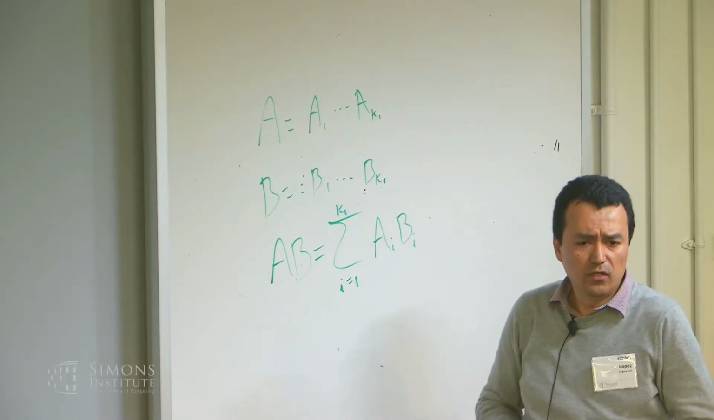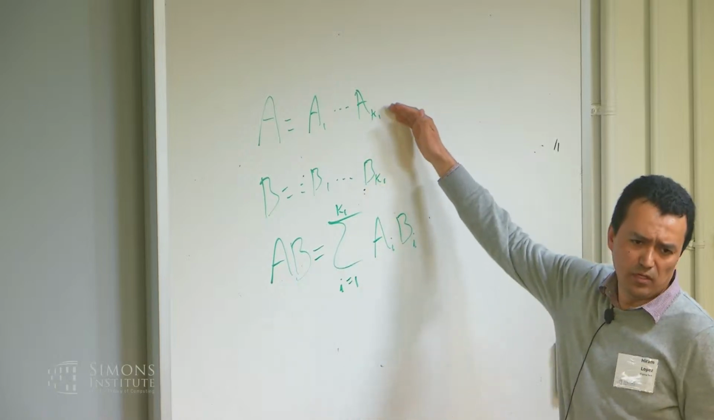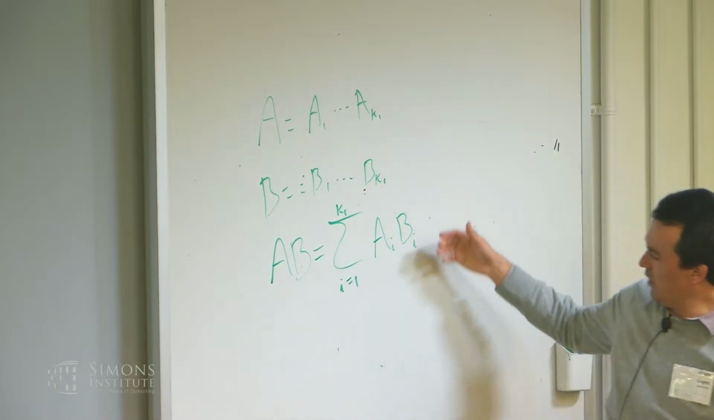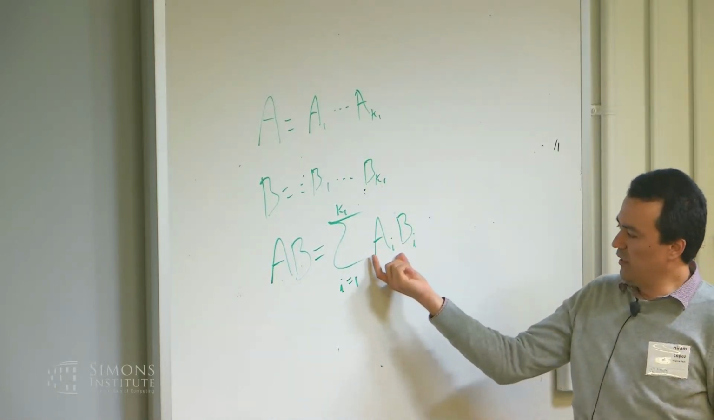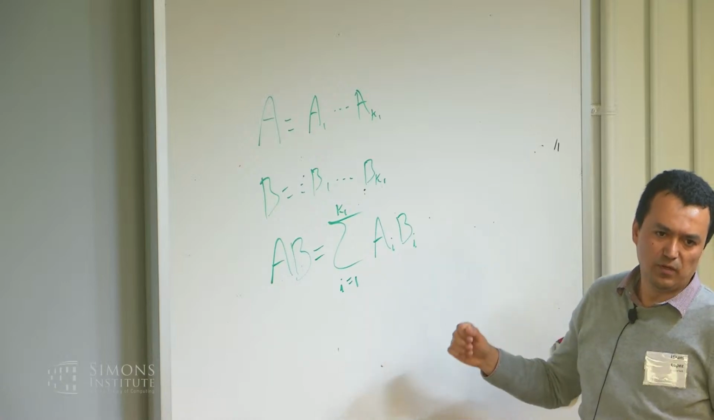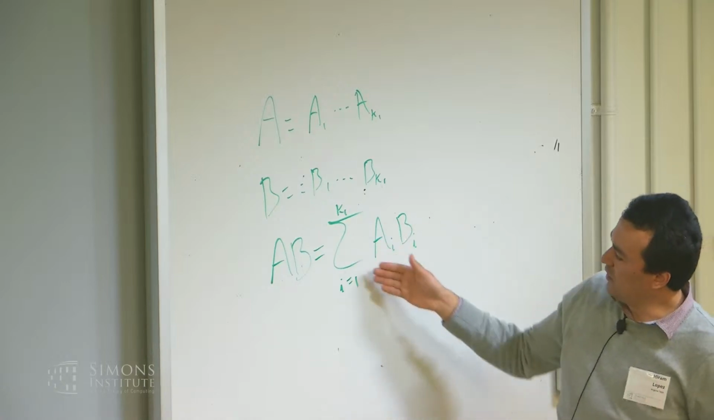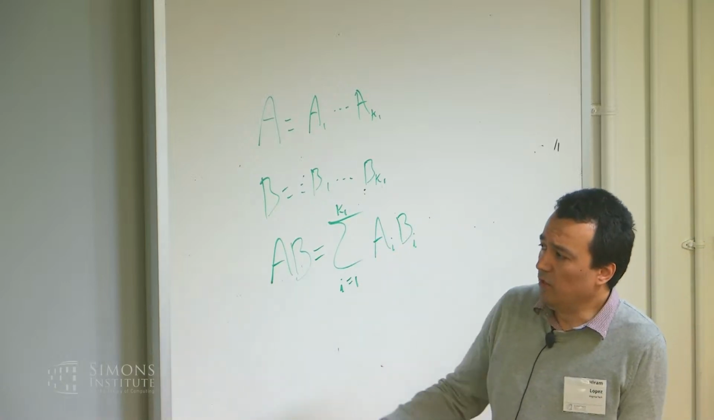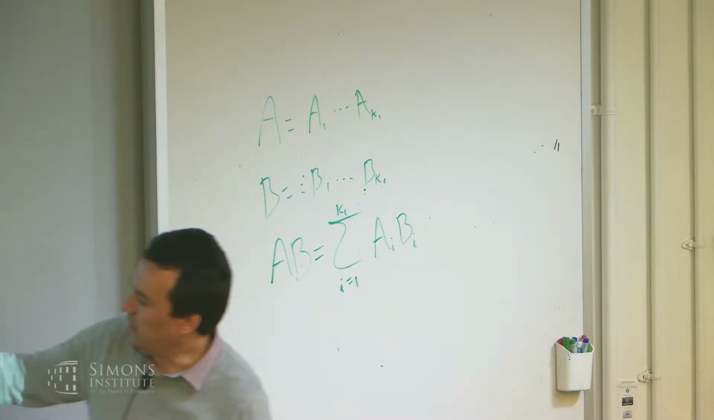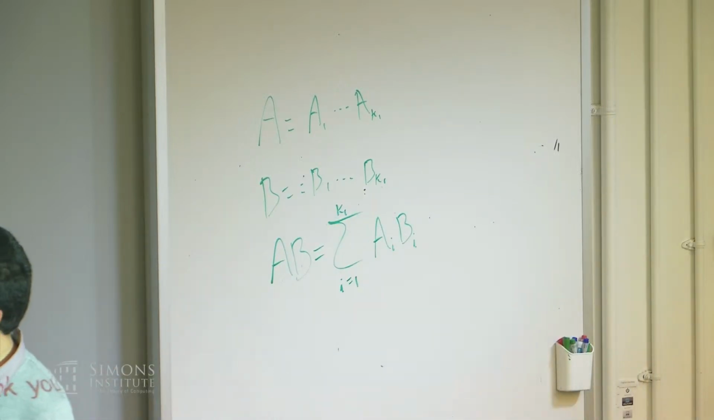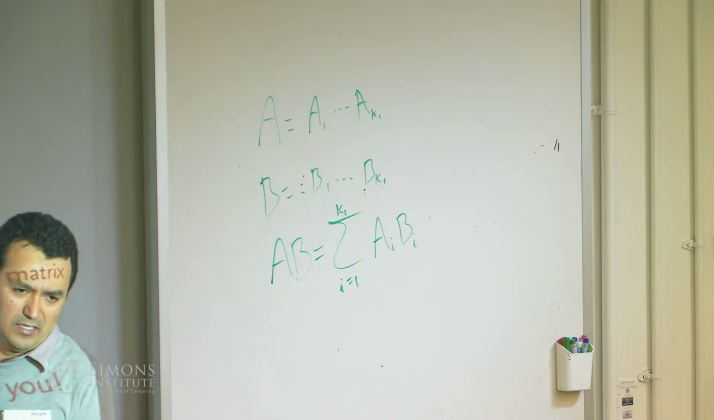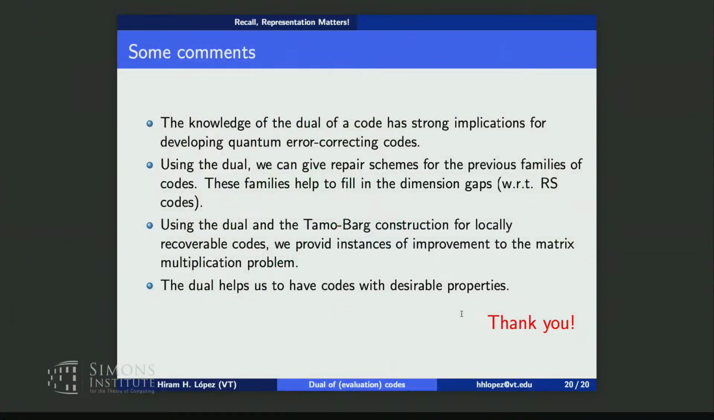And now you can encode these two matrices using polynomials. And you can think that one is in the code and the other one is in the dual. You want to recover this summation. Well, thanks to Barg, you can put in the dual a locally recoverable code that has a bunch of zeros. And when you recover that, you improve some parameters.